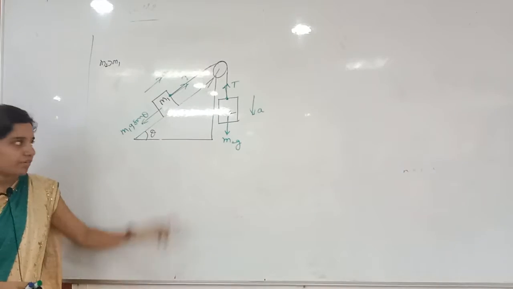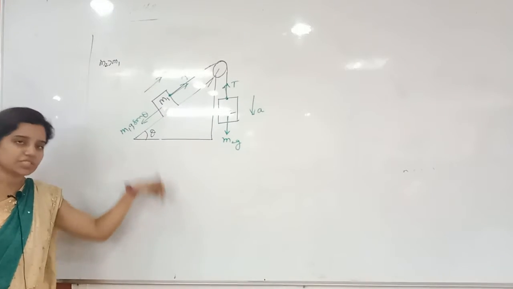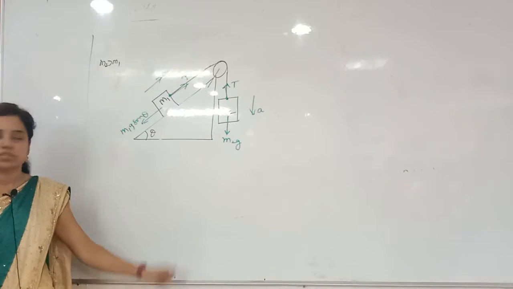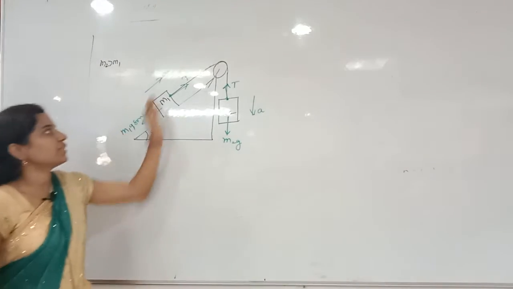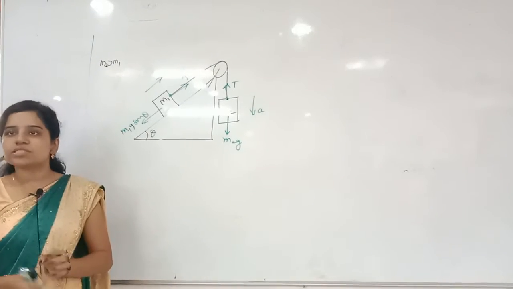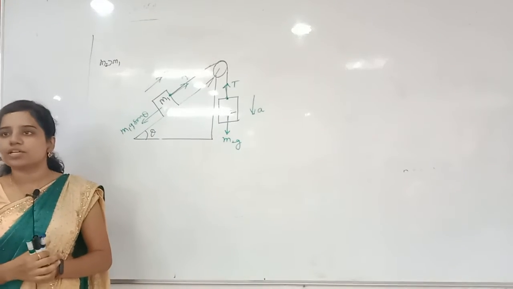m1g sin theta. Why only in the downward direction? Because m1g will be in which direction? Downward direction only. The component is also in the downward direction. You cannot take m1g sin theta upward. Why? Because gravity will not act in the upward direction. Gravity will act only in the downward direction.